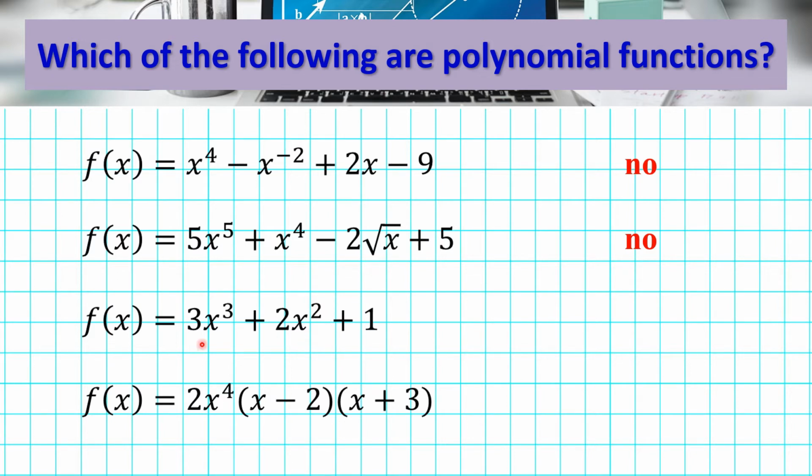Sa third example naman, kung mapapansin, lahat ng exponent ay positive. So, ibig sabihin, this is a polynomial function. Sa next example, lahat din ng exponent ay positive. We have 4, dito naman 1, dito rin ay 1. So, ibig sabihin, this is a polynomial function. So, clear na tayo sa concept ng polynomial function. Kapag ang exponent ay lahat positive, check. That is a polynomial function.